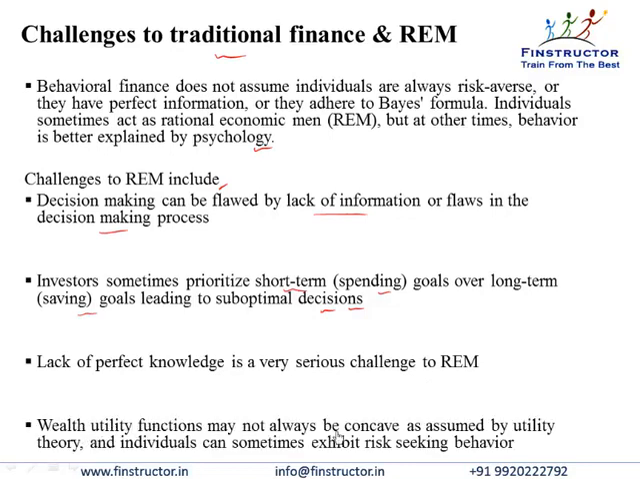Wealth utility functions may not always be concave, as assumed by the utility theory or the traditional finance theory. Individuals can sometimes exhibit risk-seeking behavior. These are the 4 challenges to rational economic man theory. A question in the essay type may very well ask you to list 2 common challenges of the rational economic man theory. So you should be able to reproduce these.